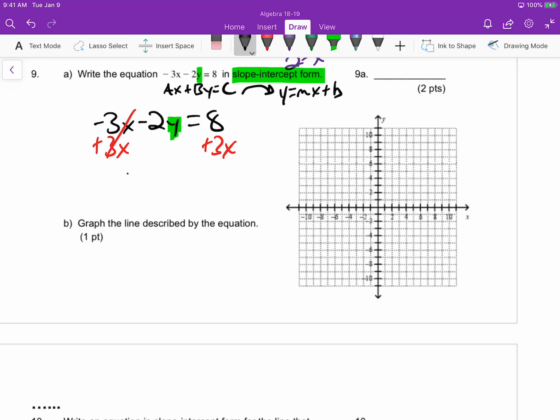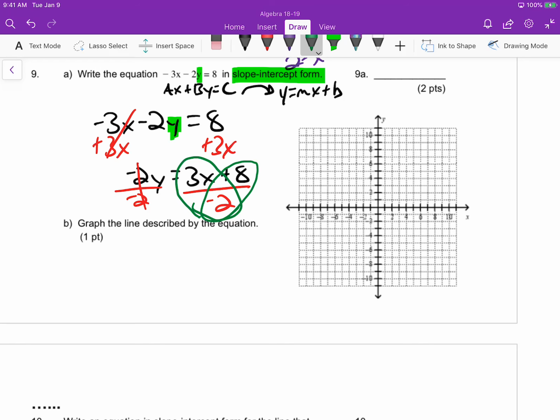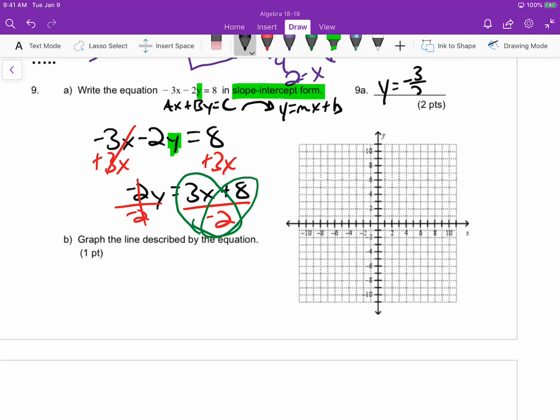Alright, so then I would have negative 2y equals 3x plus 8. And then I'm going to divide by negative 2 and divide by negative 2. 3 over negative 2 I'm just going to leave as the fraction. Y equals negative 3 over 2x. And 8 divided by negative 2, that would be minus 4.